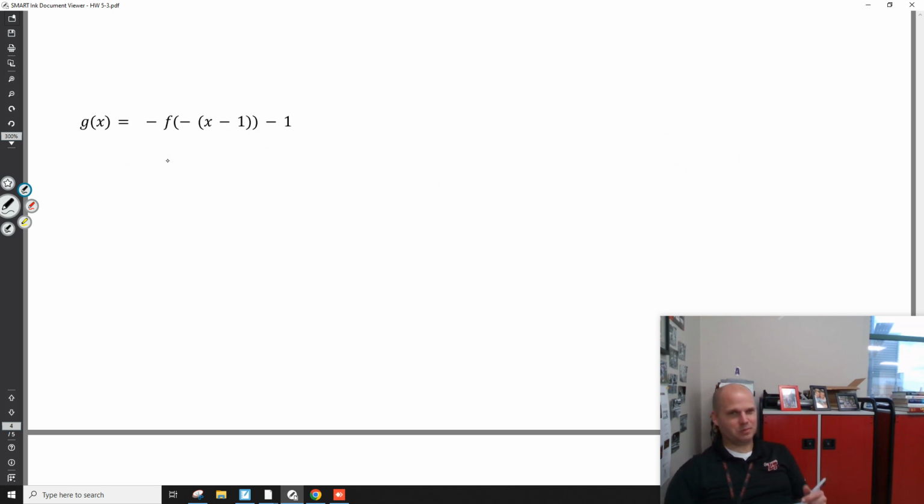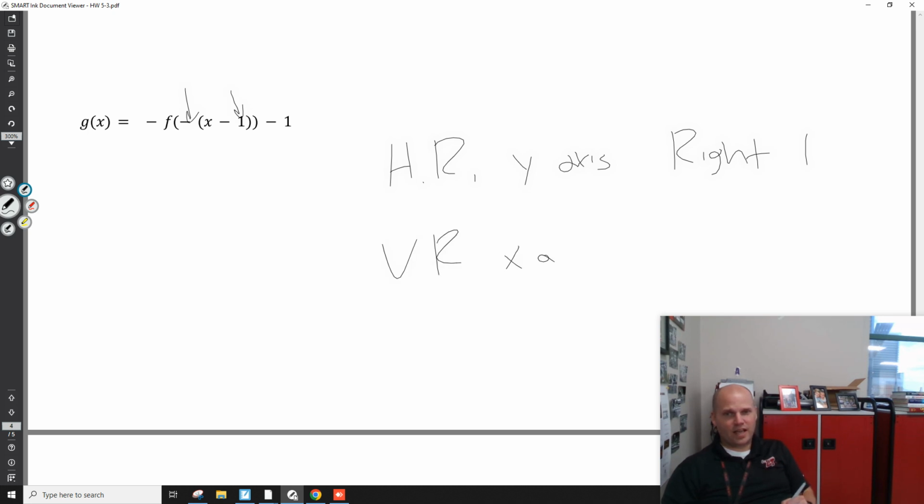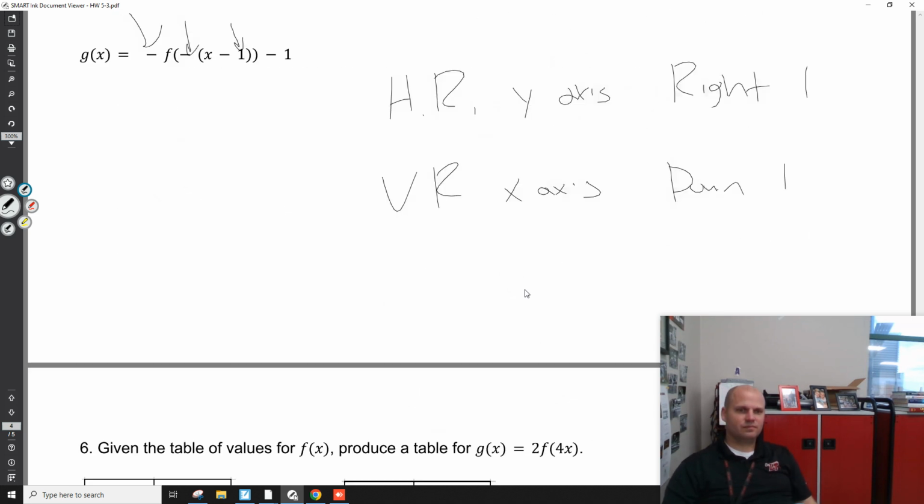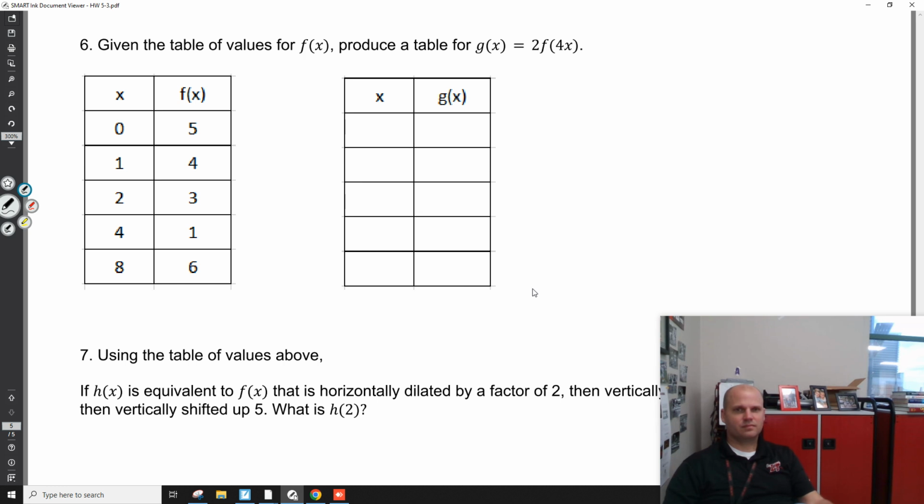I remember putting this problem together. It was just like, whatever, put a bunch of negatives in here. It's so funny. Okay. A horizontal reflection about the y-axis takes care of that negative. A shift right 1 takes care of that negative 1. A vertical reflection over the x-axis takes care of that negative, and then shifting down 1. All right, great.